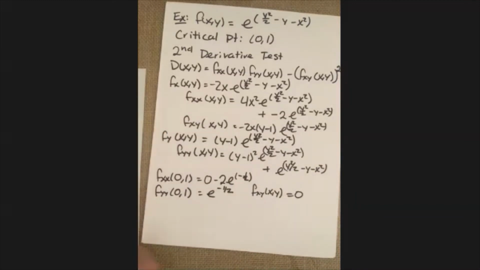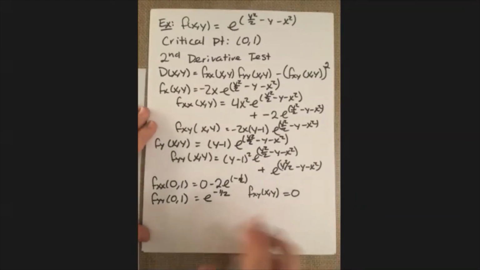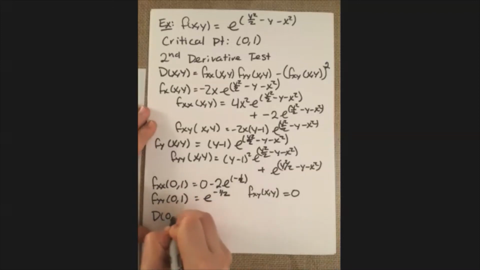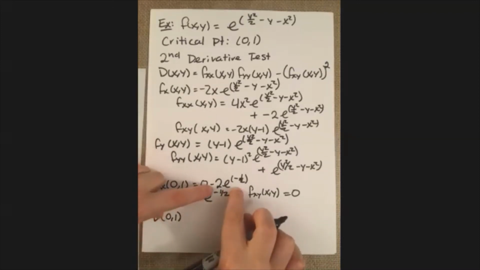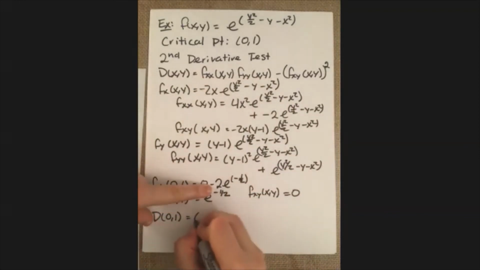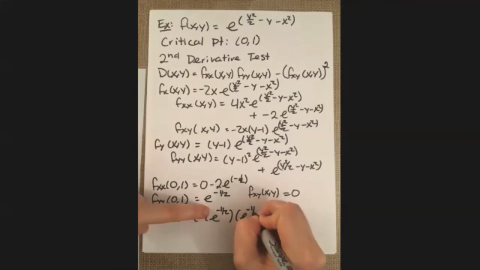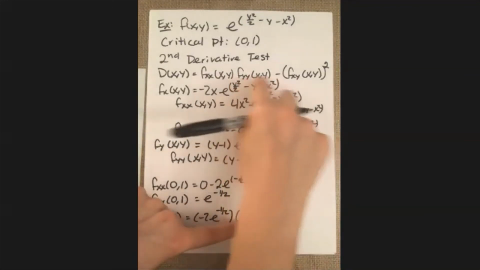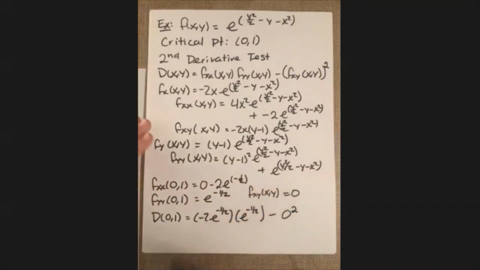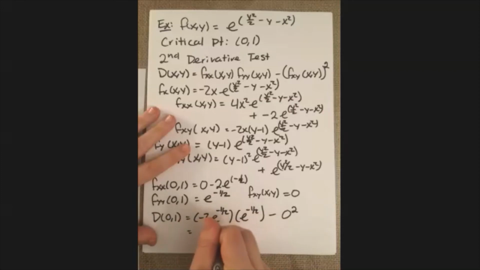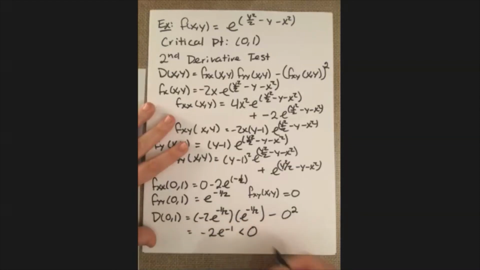Okay, so one thing that's kind of nice about this, we're going to put all this together. So D at (0, 1). This guy right here is going to go in for this piece here. So I'm going to have negative 2 e to the negative 1/2 times e to the negative 1/2. That goes in for this here. And then minus 0 squared. Well, this is negative 2 times e to the negative first power. Doesn't really matter what the actual value of that is. That is definitely less than 0, which means that we have a saddle point.